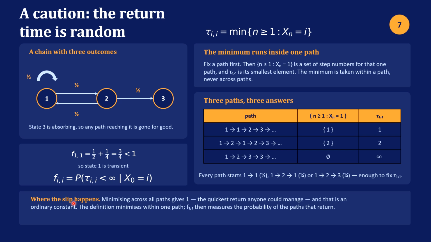Okay, I have a little note here where the slip happens. It's easy to mess up on this, where you take the minimum over one path at a time. So minimizing across all paths gives 1, the quickest return anyone could manage. And that is an ordinary constant, not a random variable, which tau is. The definition minimizes within one path. F11 then measures the probability of the paths that return. That's what we did here.